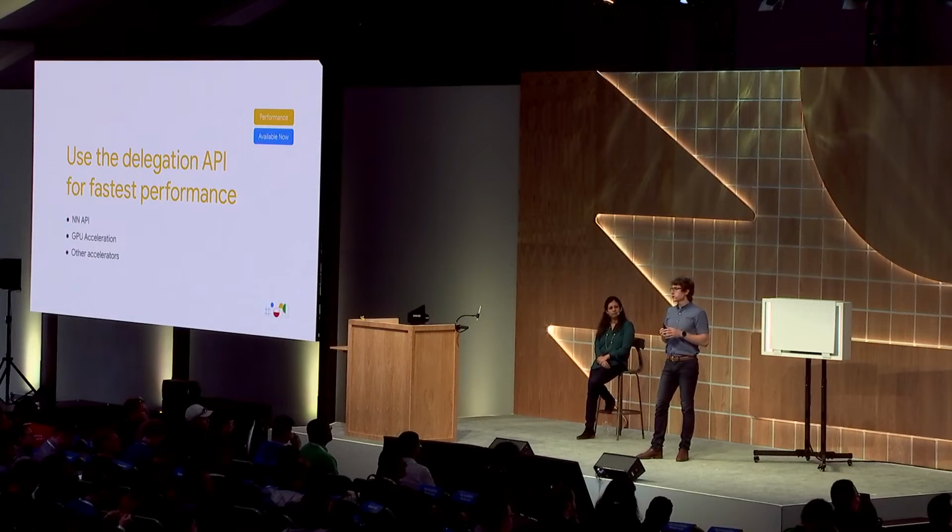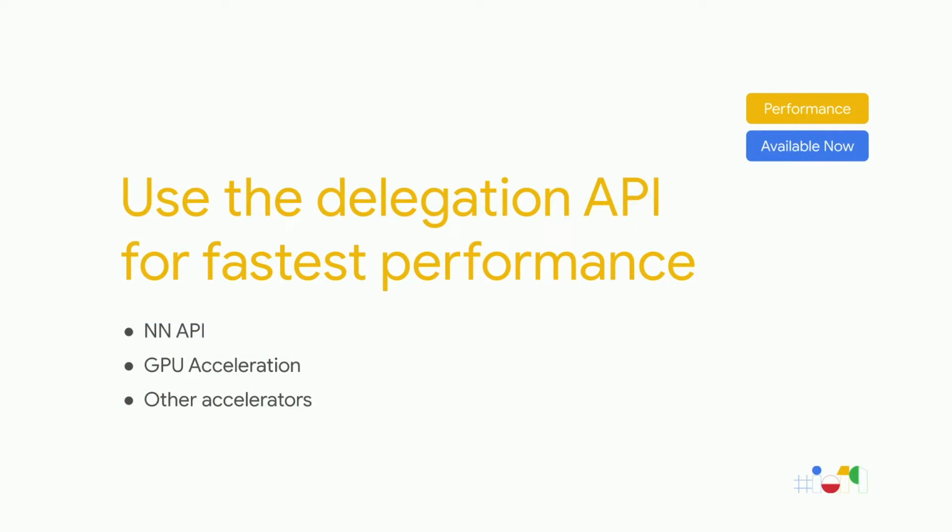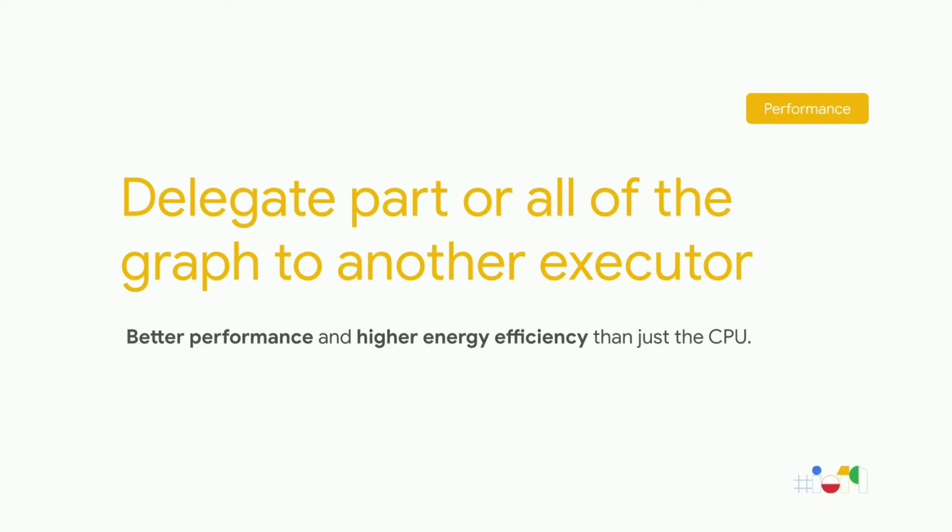So what about the delegation API, such an important mechanism inside TensorFlow Lite? But you're probably thinking, what is this magical API, and how does it work? So the delegation API delegates part of your graph to another executor at runtime. It accelerates any or all parts of the graph if it can get better performance and falls back to CPU when it can't.